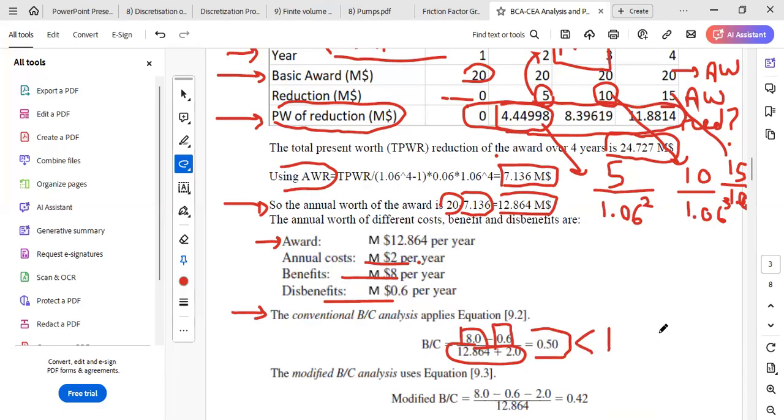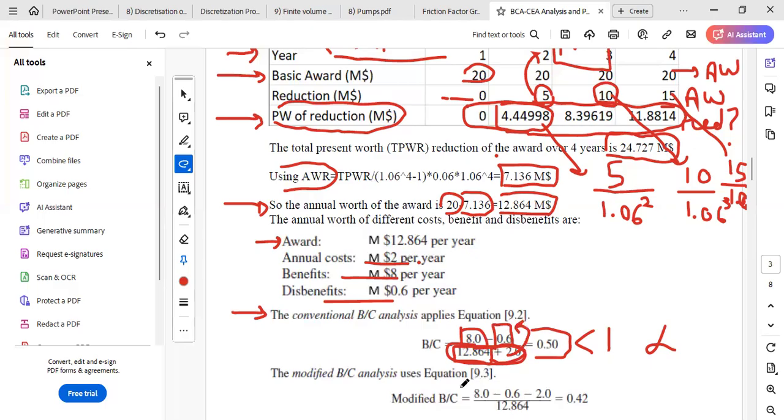So of course we should reject this proposal because we got a result smaller than 1. On the other hand, for the modified analysis, the difference is that instead of considering the annual cost as part of the total cost, we just put the award or fund in the denominator, and any other annual cost related to operation and maintenance we treat as a disbenefit.